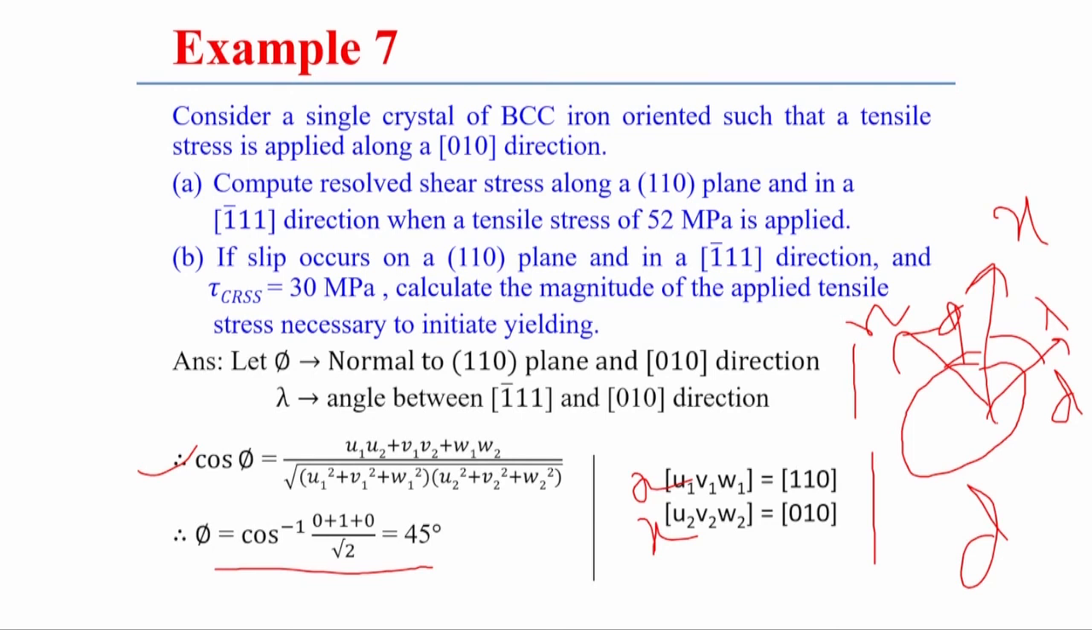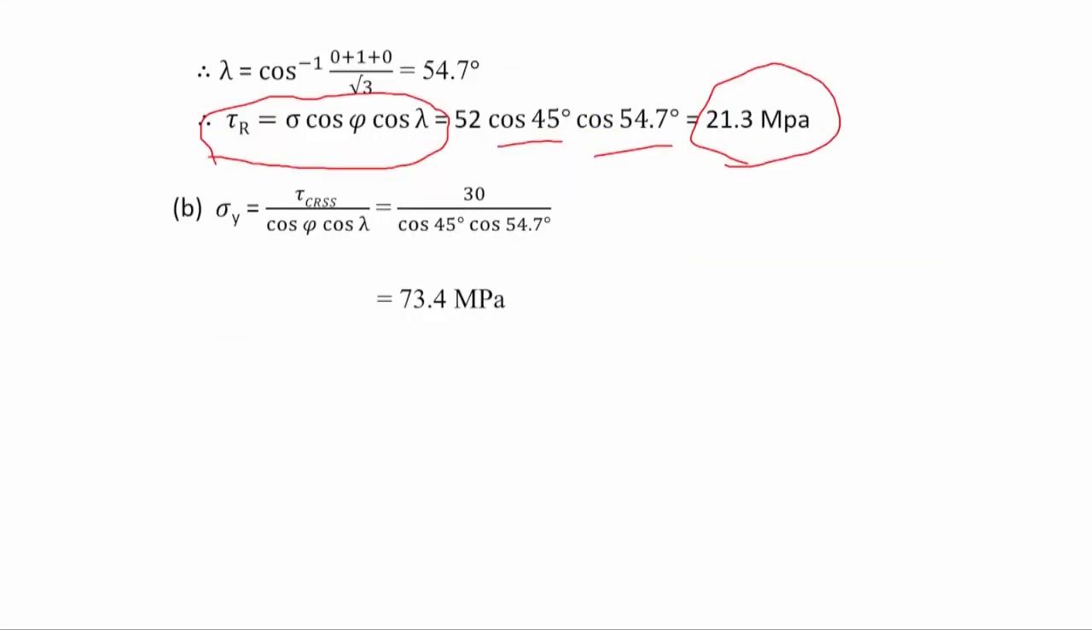Now, on the same slip system, if the critical resolved shear stress is 30 megapascal, what normal stress is required to start yielding? That is, what normal stress acting along the x-axis will start the yielding? Similarly, replace the resolved shear stress tau_R with the critical resolved shear stress, which is just about to start the slip process. Then we find that sigma_y equals 73.4 megapascal. That means the critical resolved shear stress is more than the resolved shear stress.